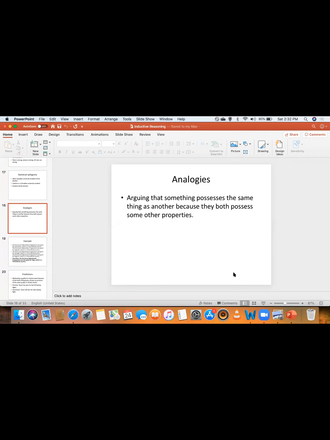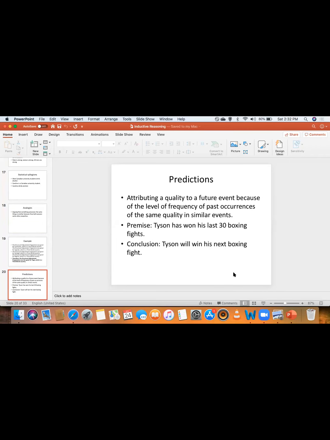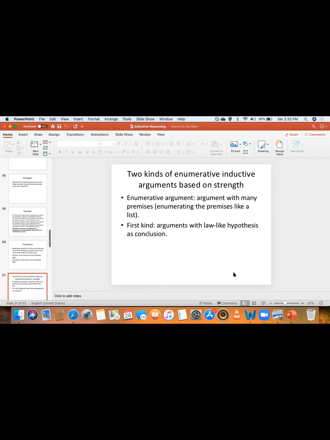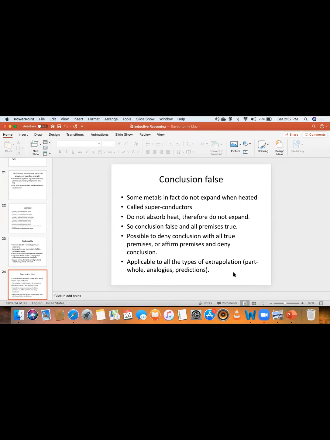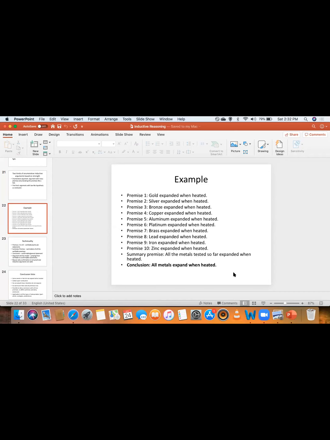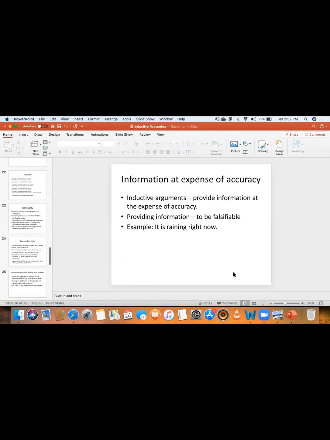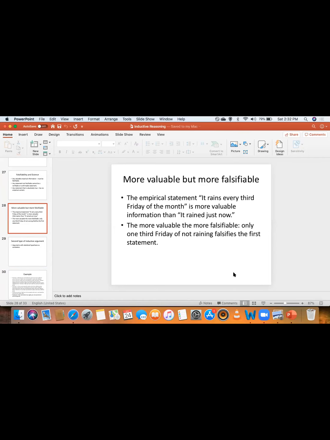Analogy is to say that something applies to another thing because both of them are similar in other ways. Prediction is to say that something applies to the future because it happened in the past. So they are all inductive arguments. So we saw the two kinds of inductive arguments, the one based on law-like hypothesis, and then the ones based on statistical hypothesis. And we said the ones based on statistical hypothesis are a little bit safer to make.